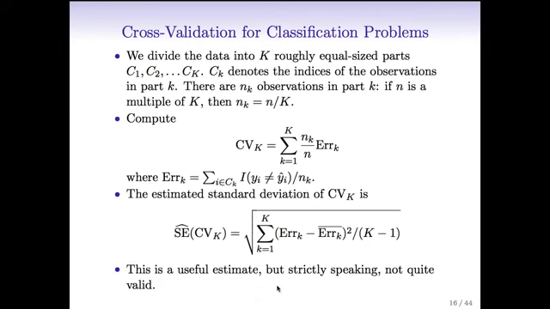I say here it's a useful estimate, but not quite valid. Why is that? Well, the thing is, we compute the standard error as if these were independent observations, but they're not strictly independent. Error sub k overlaps with error sub j because they share some training samples. So there's some correlation between them. But we use this anyway. We use it, and it's actually quite a good estimate, and people have shown this mathematically.